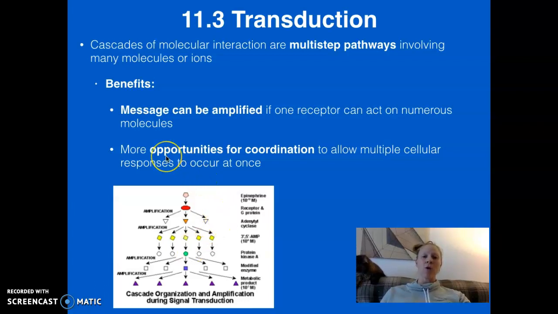The fact that there are multi-step pathways in signals also allows for coordination. And we will talk more about that in these notes and in the next set of notes. But multiple responses can occur at once.